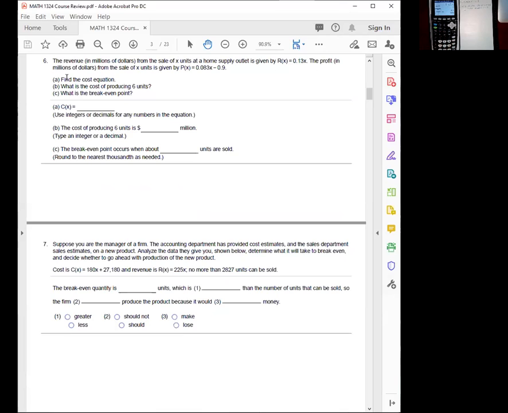0.13 minus 0.083 will be 0.047x plus 0.9. So this is the cost function. That's part A. Any questions on part A?